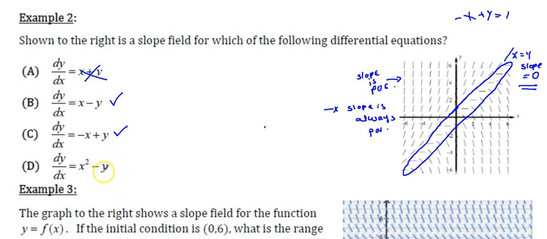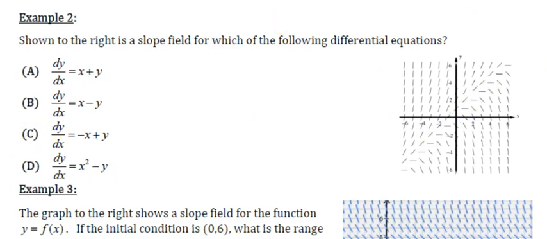x square minus y makes the slope always positive. But then this doesn't really help. So you have to look at this, pick any point and check it out. Which one gives you the 0 slope? Typically pick the second quadrant. You can pick x is -4, y is +2. That doesn't work, so that gives you a negative slope. So the multiple choice answer is C.